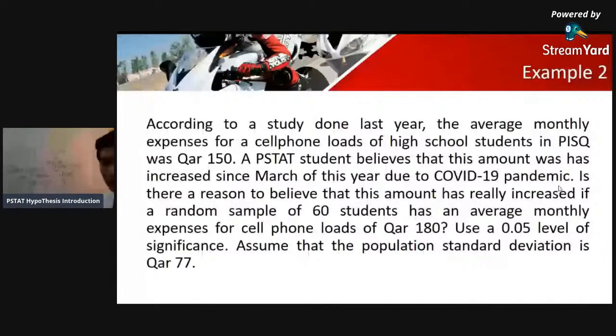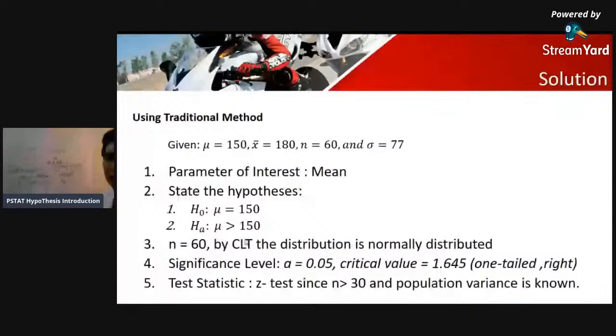Okay, so increase. That's why here the symbol we use is greater than the mean 150, because of the word increase. So the critical value is 1.645. We take the positive one because it is a one-tail test. Take note again, I provided you the summary of the critical values of the Z table or Z test during our previous lesson. Okay, so Z test, because n is 60, greater than 30.